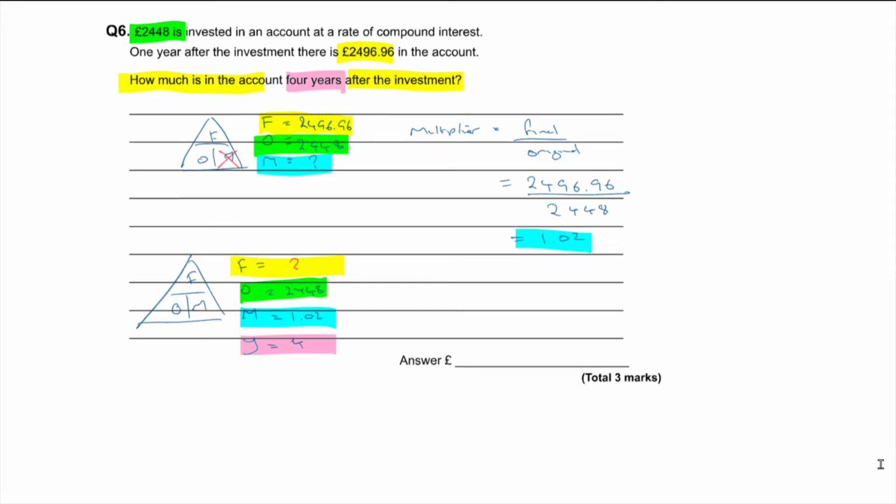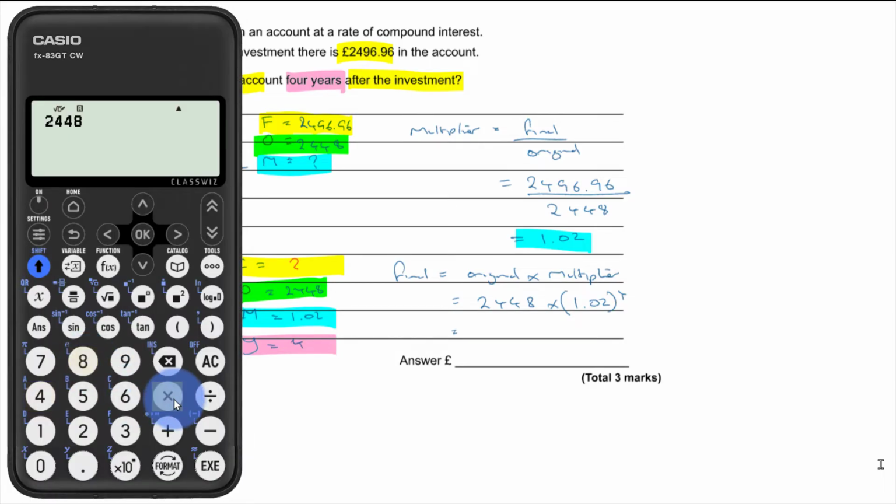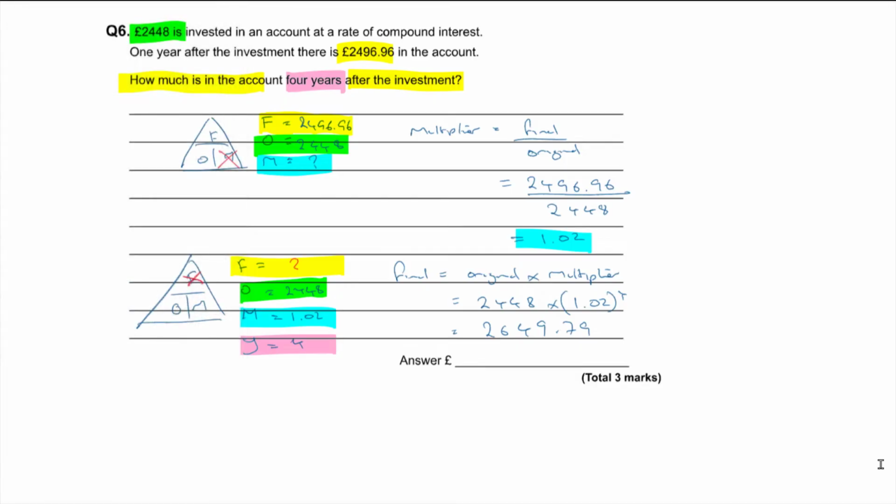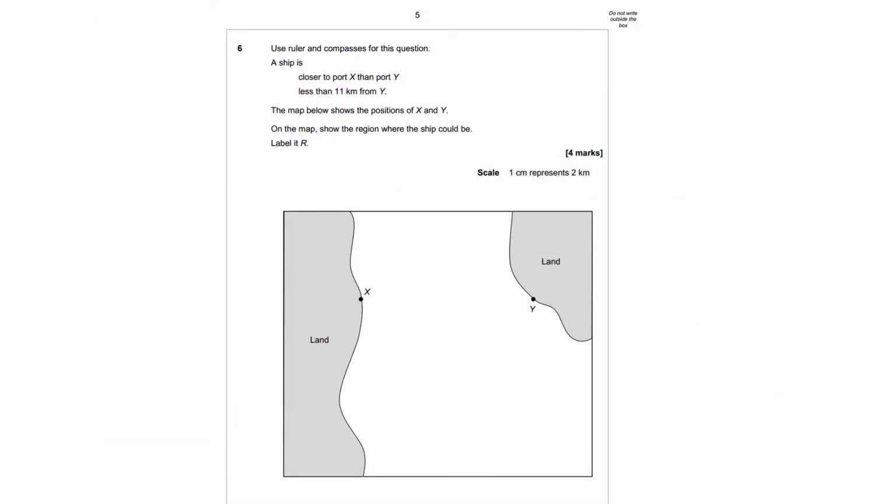Okay, so covering up the thing I want to find, I'm going back to finding the final. So the final equals original times multiplier raised to the power of y. That's going to be 2448 times 1.02 raised to the power of 4. That comes to 2649.79. Okay, yeah, that's our final answer: £2,649.79.